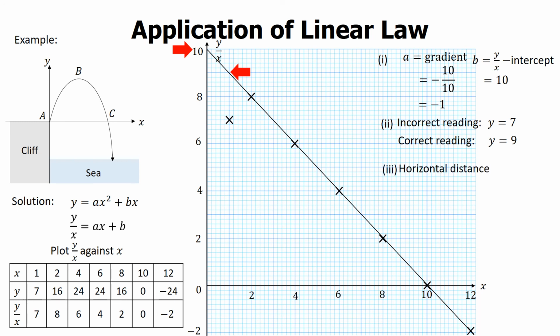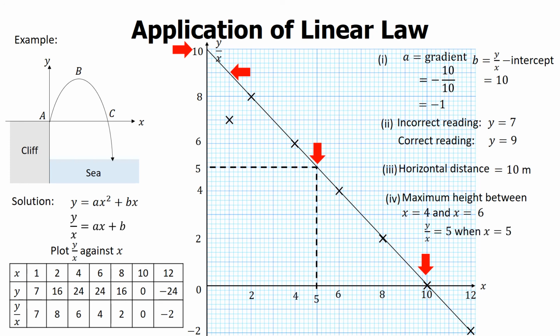Number 3, horizontal distance. So this will be the point that we want to find. So the x is 10 when y over x is 0. Number 4, the maximum height will be between x equals 4 and x equals 6. So this will be the point. And from the graph, we find that y over x equals 5 when x equals 5. Therefore, y will equal 5 times 5, which is 25 meters. So this is the maximum height of the stone.